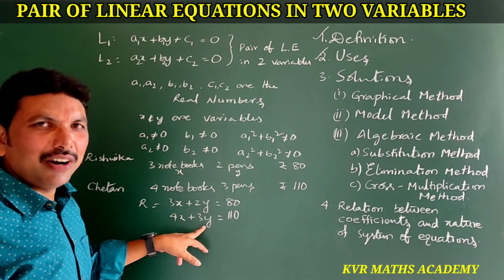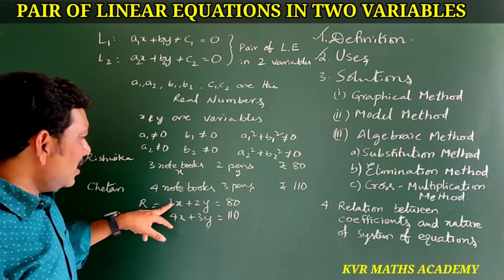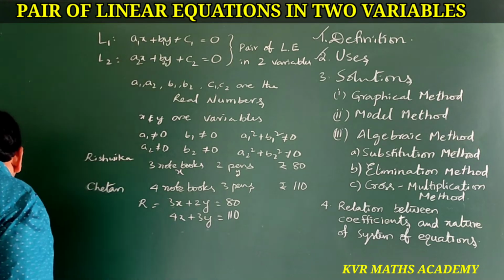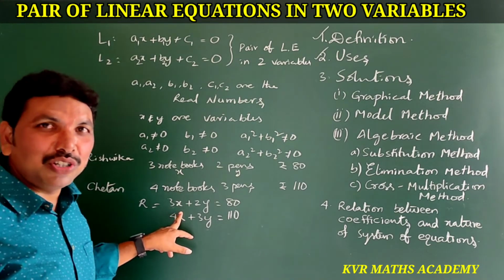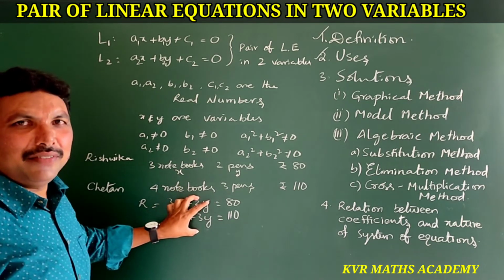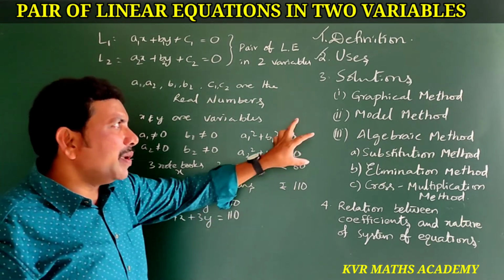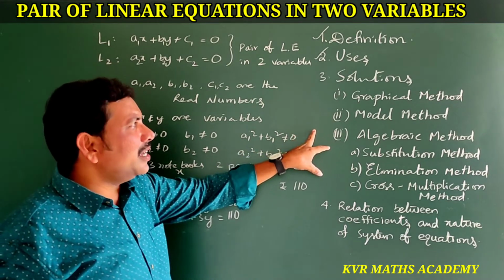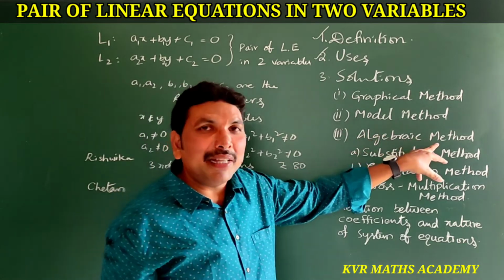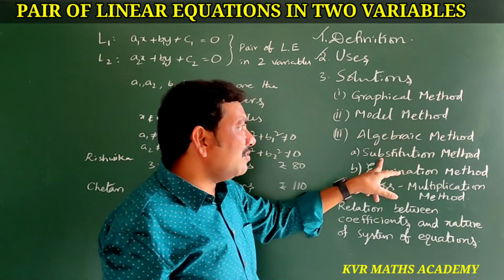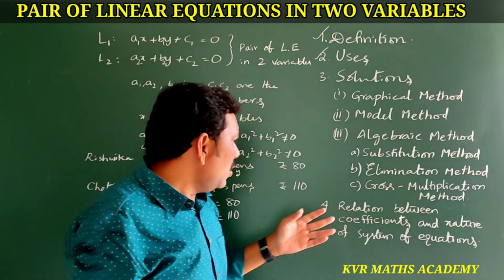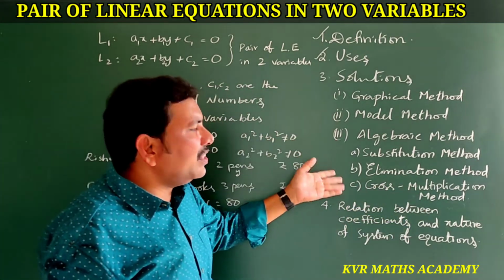We have got x and y. What is the solution for this? We have to find it. For the solution, there are many ways: graphical method and algebraic method. In the algebraic method itself, there are the substitution method, elimination method and cross multiplication method. So we can use any of these methods.